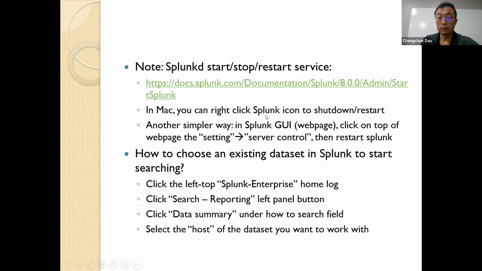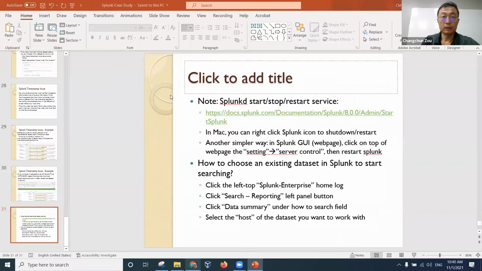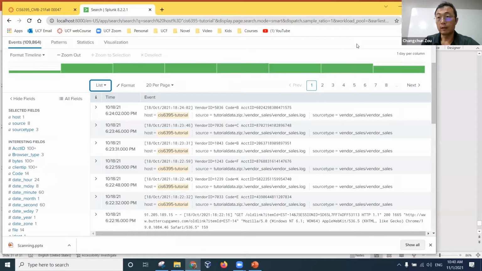On a Mac computer, you can right-click the Splunk icon to shut down and restart the service. In the Splunk graphical user interface, you can click on the top of the web page, Settings, then Server controls, and Restart. Let me show this on the right side.